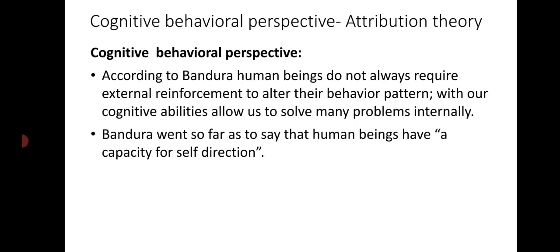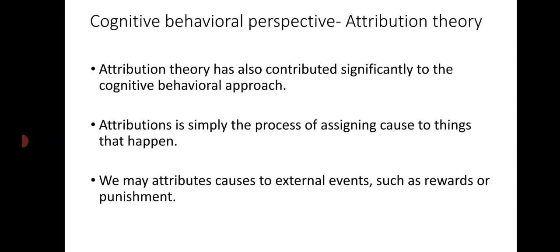Next, let's move on to the attribution theory. Attribution theory is one of the important and most influential theories in the field of cognitive behavioral psychology. Attribution theory mainly emphasizes attribution. Attribution is nothing but assigning causes to whatever happens, or assigning causes to the events that take place.